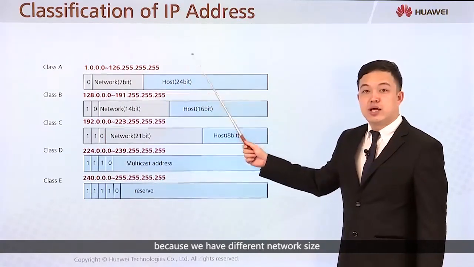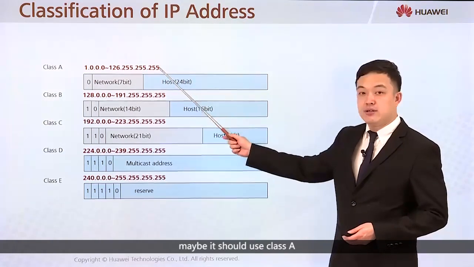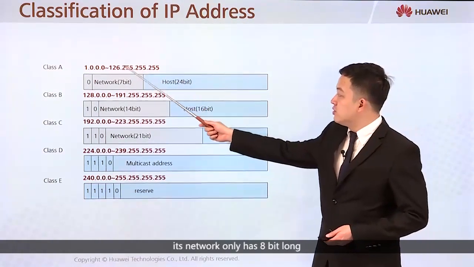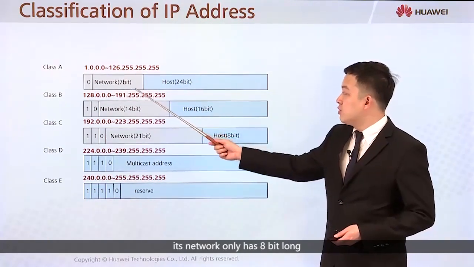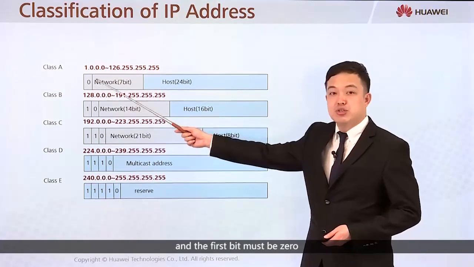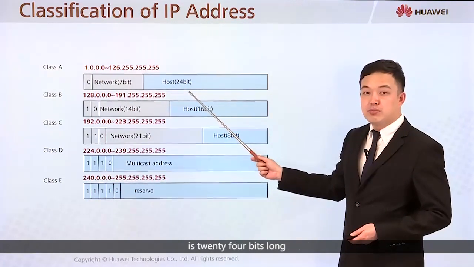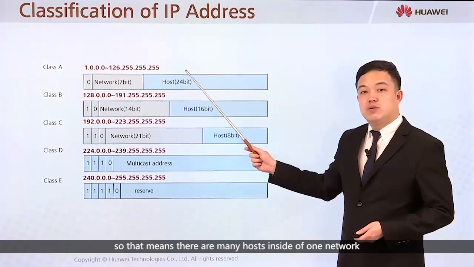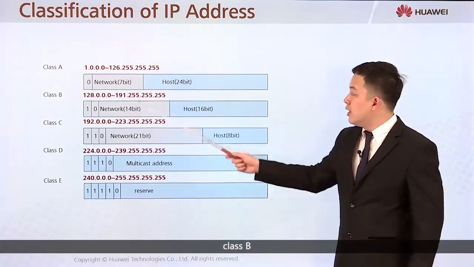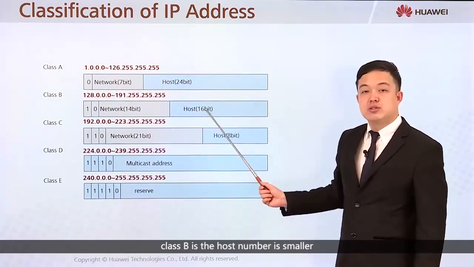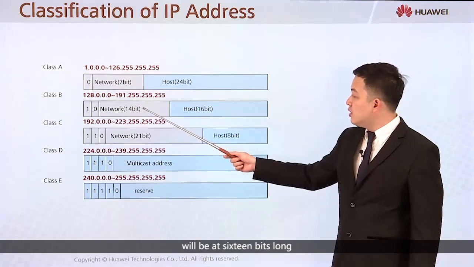This is the classification of IP addresses. Because we have different network sizes, such as a very large network, it may use Class A. In Class A, the network part is only 8 bits long, the first bit must be 0, and the remaining host part is 24 bits long. That means there are many hosts inside one network. And in Class B, the host number is smaller, and the network length is 16 bits long.